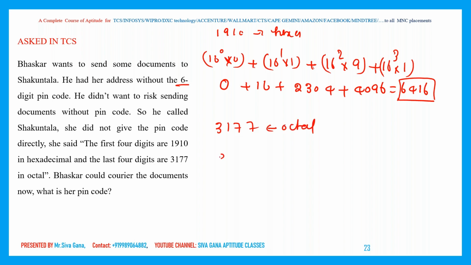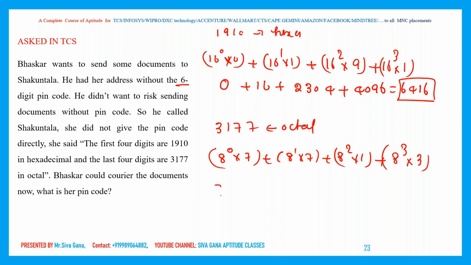Convert into decimal. 8 power 0 into 7, plus 8 power 1 into 7, plus 8 squared into 1, plus 8 power 3 into 3. This is 7 plus 56 plus 64 plus 8 cubed, which is 512, into 3 is 1536. So the total is 1663.